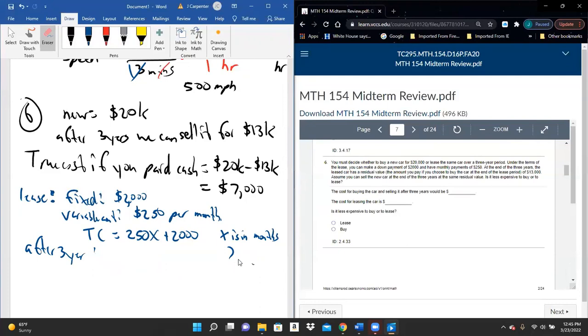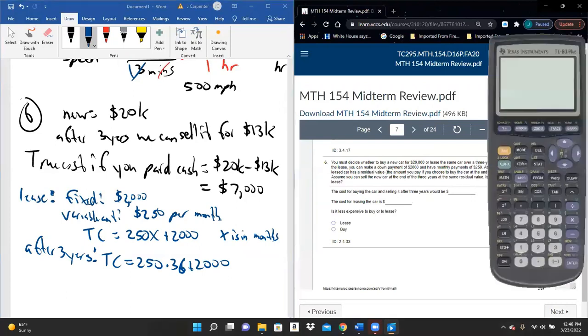We got to convert our years to months. So 3 years ends up being 36 months. If you don't trust me, I'll show that math in a second. 3 years is 36 months because 12 months is 1 year, 24 would be 2, 36 would be 3. All right, so we can pull out our calculator and we'll go 250 times 36.